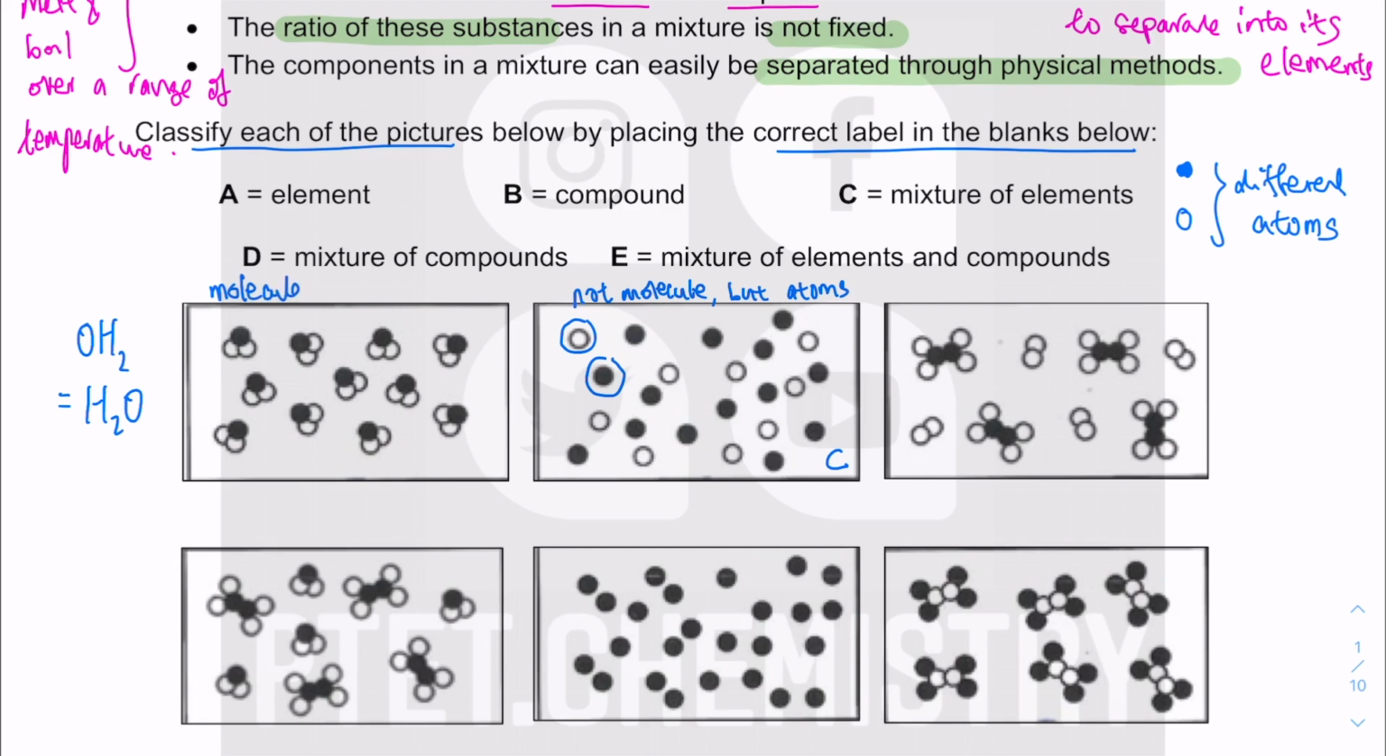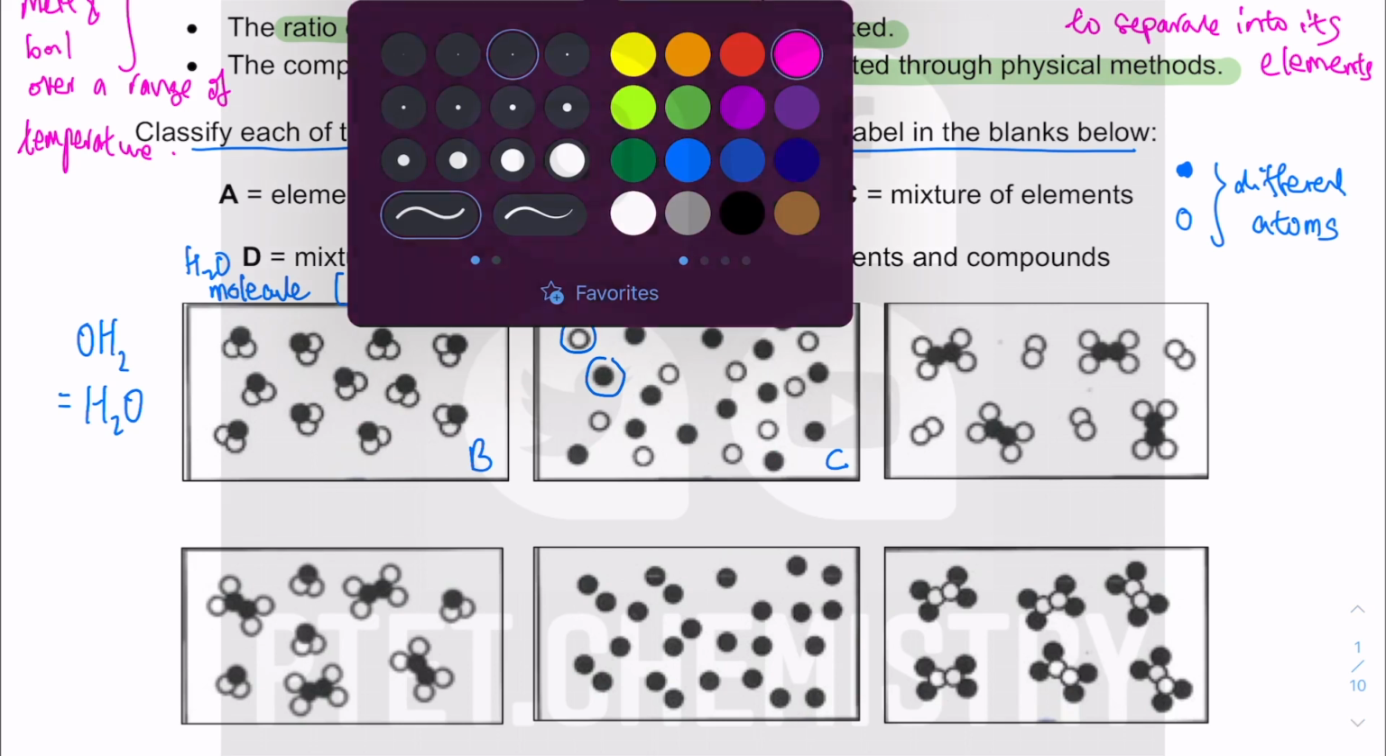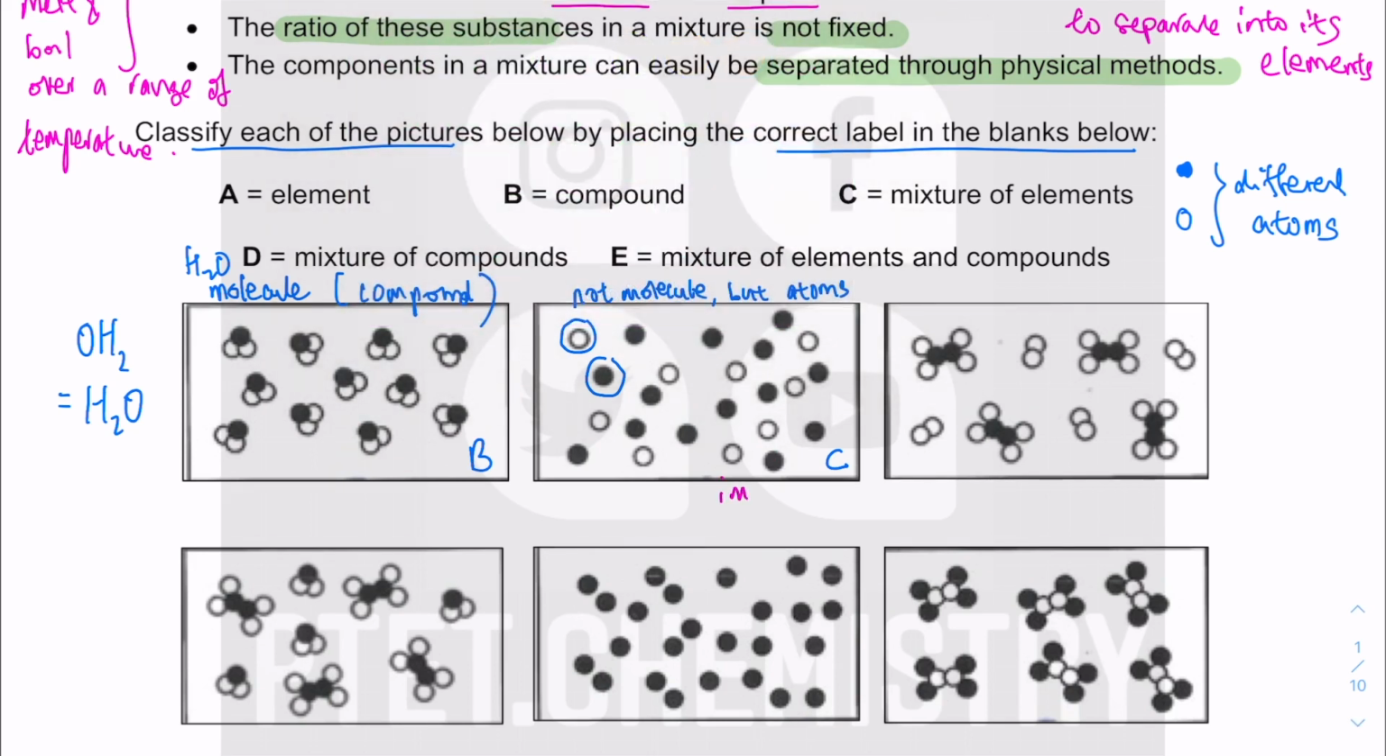So this is an H2O molecule, but it's also a compound, and it's not a mixture of compounds because all of them are one black, two white. So it's a pure substance. This one is pure because all of them are the same substance. This one is impure, so I can write impure. And this one is pure.